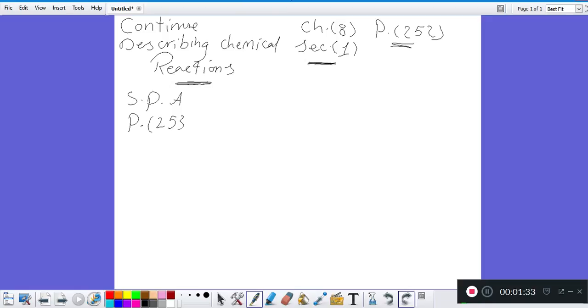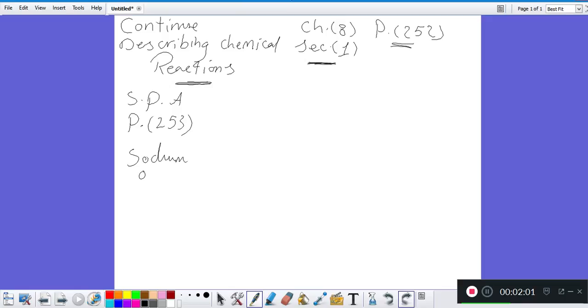So on page 253, sample problem. The sample problem says, write a word and formula equation for the chemical reaction that occurs when solid sodium oxide is added to water at room temperature and forms sodium hydroxide dissolved in water. Include symbols for physical states in the formula equation. Then balance the formula equation to give a balanced chemical equation.